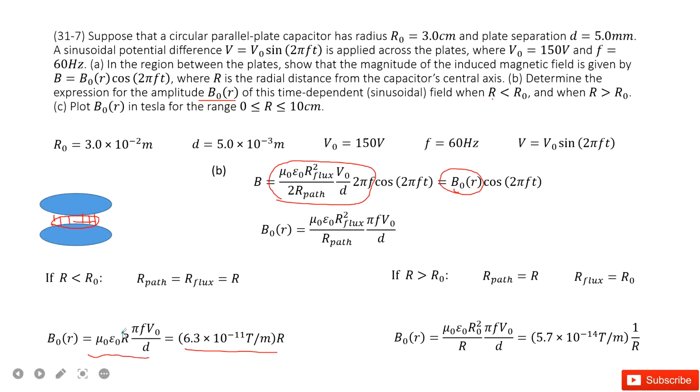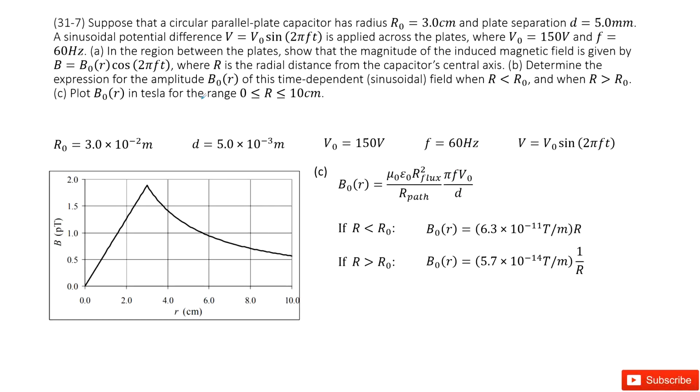The next case is r larger than R0. So we draw r larger than R0. The electric field is still only inside the capacitor, right? So the flux radius is just R0. But we draw the loop outside of the capacitor, so r path is r. Now we input r path and r flux inside. We get a function like this, and input the given quantities. It equals this one. Next, we need to plot B0 of r for the given range.